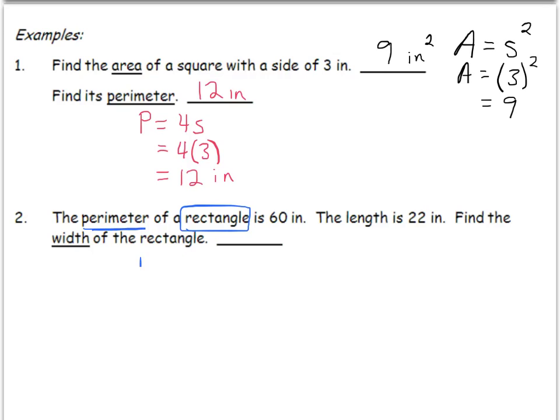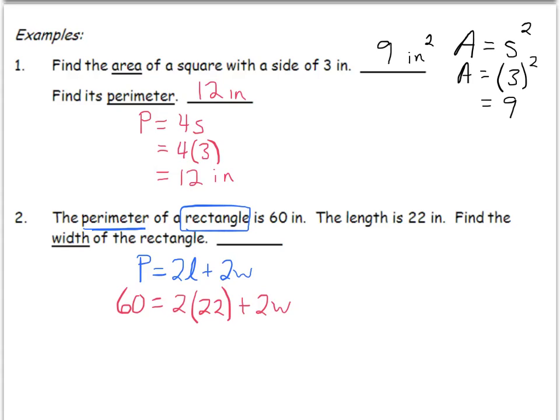I'm using a rectangle's perimeter formula. Write it down. The perimeter formula for a rectangle is 2L plus 2W. I need to see that written. So the next thing we do is fill in what we know. We do know that the perimeter is 60, so we're going to throw that 60 in for P. They also tell us that the length is 22, so we're going to throw that in for the L. We are trying to solve for our width.